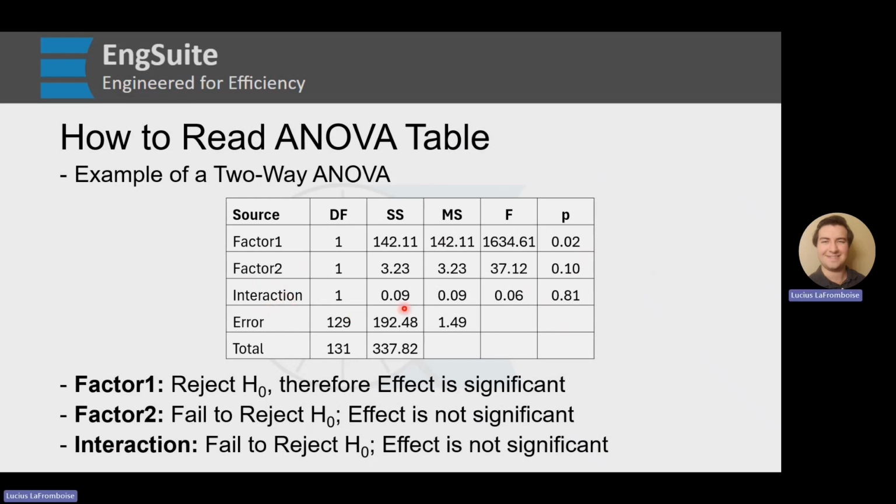Okay, interaction. Let's talk about this one because in a two-way, we'll get into this more later. This is a big one. So we'll see here 0.81. That means we failed to reject the null hypothesis. The effect of our interaction is not significant.